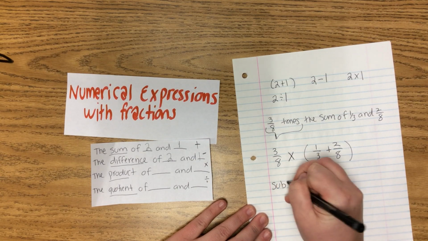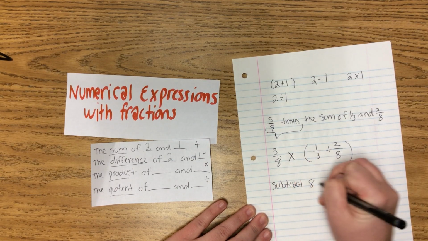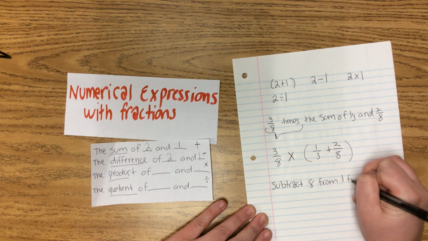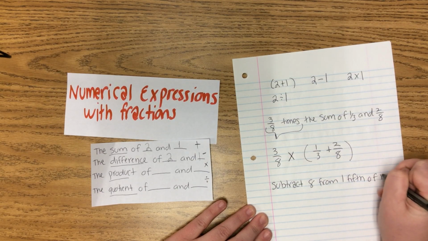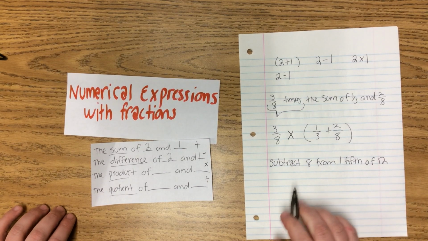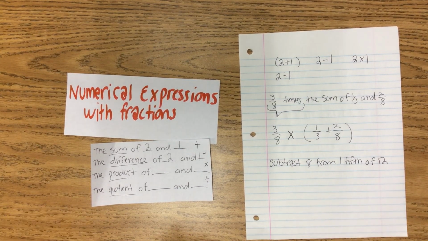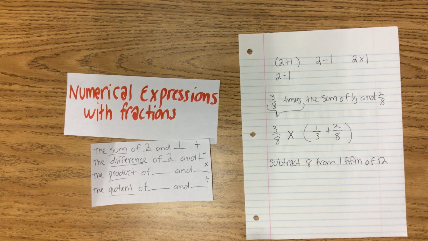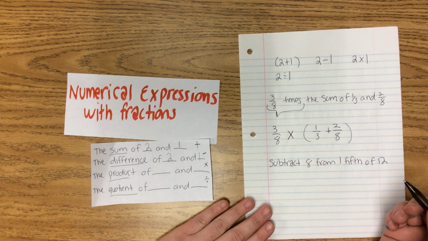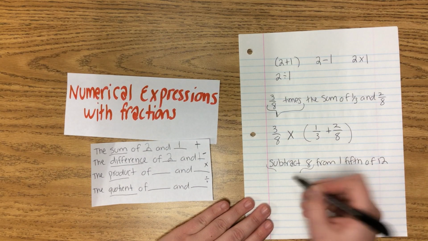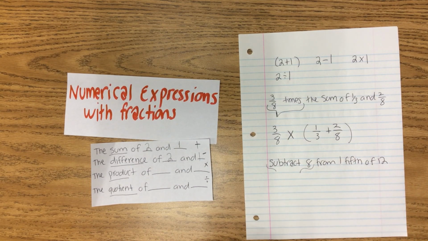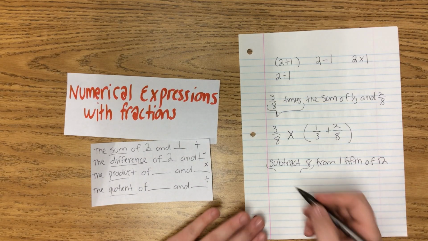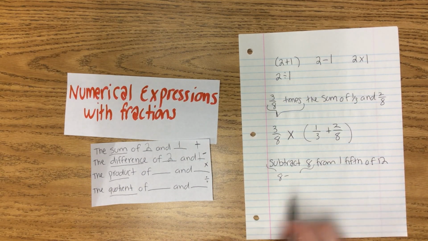Another example we can do is subtract 8 from 1/5 of 12. Subtract 8 from 1/5 of 12. So again, let's break it up into its pieces. You can either start from left to right or find whatever stands out to you. For me, I see subtract 8 first. And what I notice right away is I know they're trying to trick me. Because when you see subtract, you're always going to think that you're going to do something like 8 minus. But that's not what they're asking me to do.